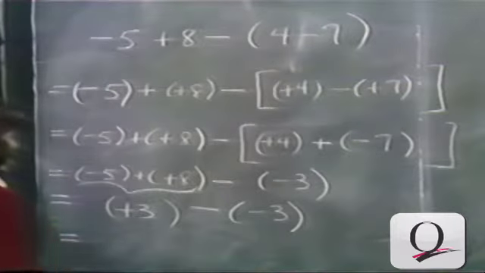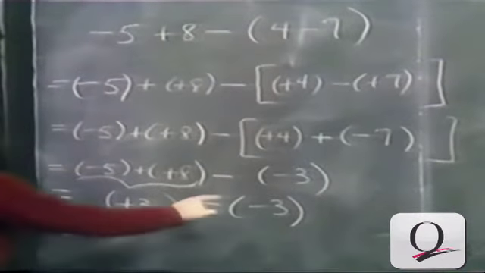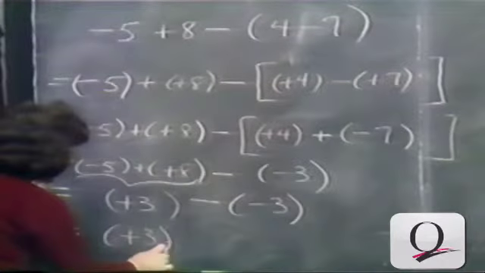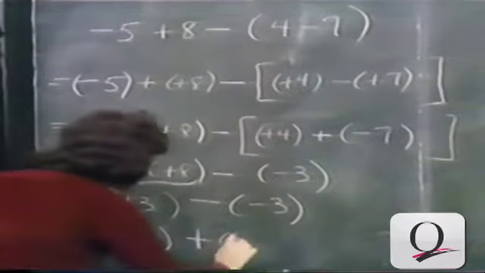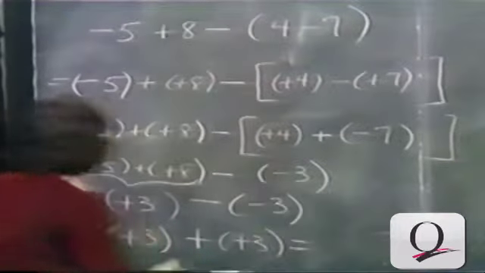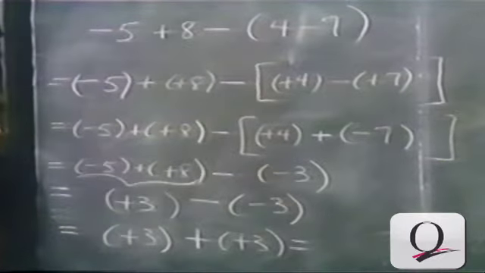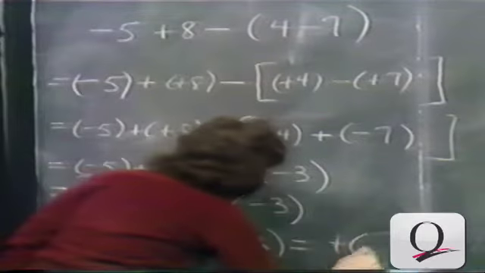Now, one more subtraction. To do the subtraction, once again, we change subtraction to addition, and we change the sign on the second number, giving you +3 and a +3 for a final answer of +6.